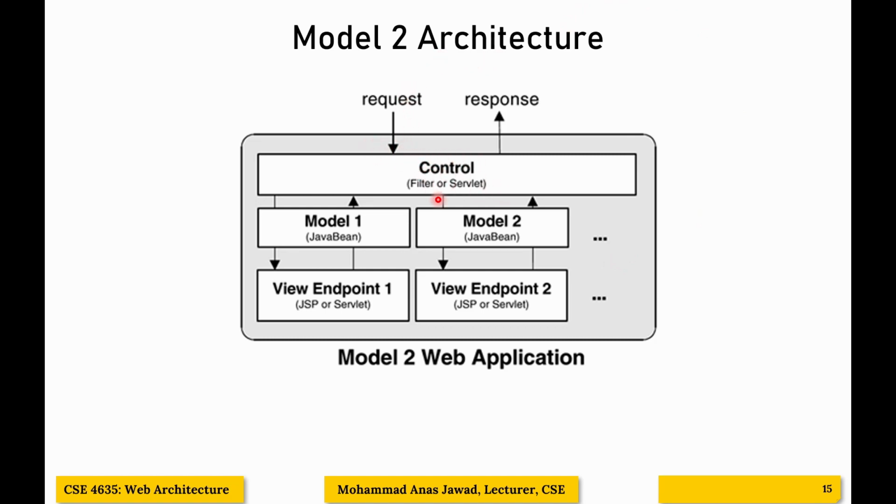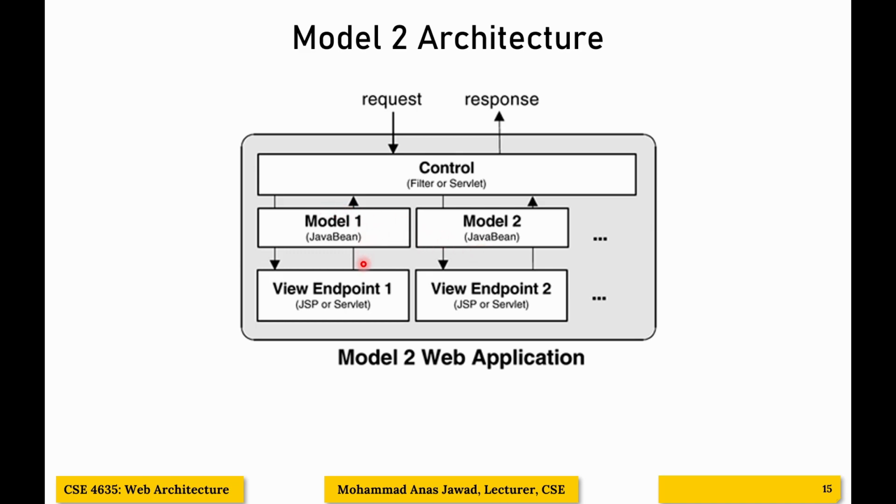Now this controller may be a filter or servlet or anything else, right? This controller is going to determine what kind of request your client is making. That is, the controller will determine for what resource this request is intended. Depending on the request, the controller is going to redirect that request to the appropriate model. It can be for model 1 or it can be for model 2.